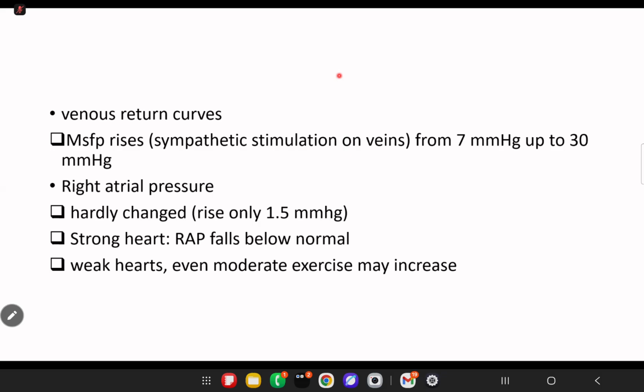But this can be tolerated only as long as the heart is in good condition. If you have a weak heart, then the increased venous return cannot be tolerated by the heart and it is going to fail. Therefore, if your heart is failing, your right atrial pressure will rise. And therefore, even with moderate exercise, your heart may fail and your right atrial pressure may increase, which then becomes dangerous.